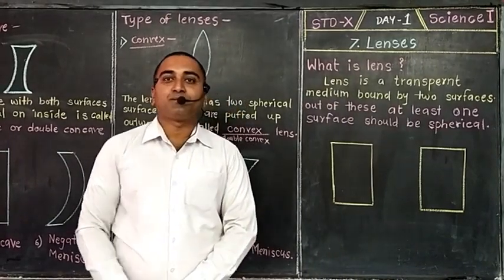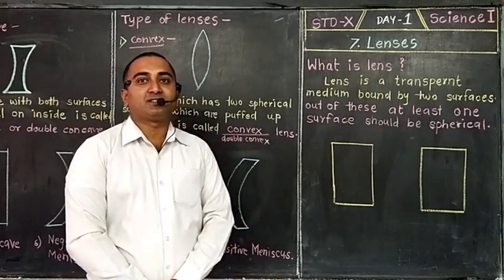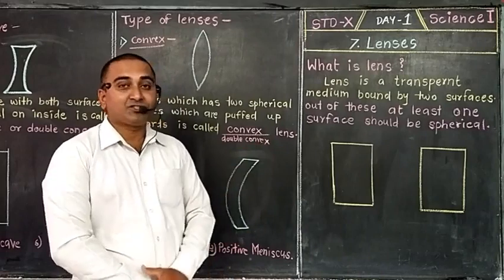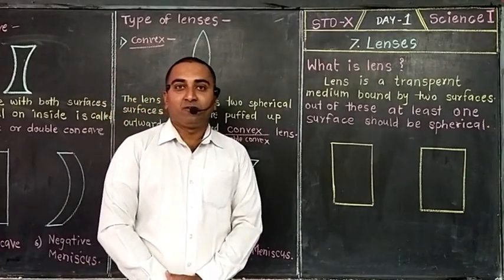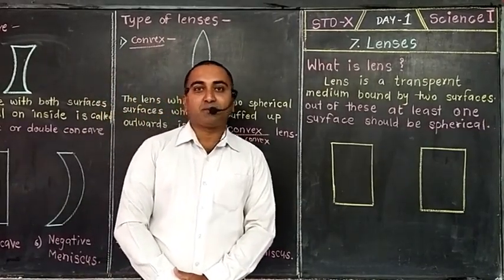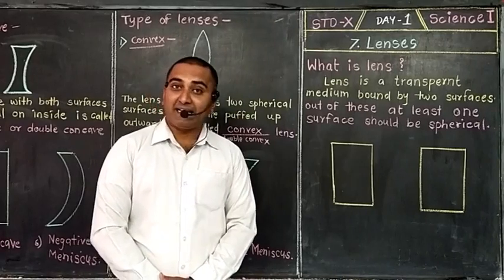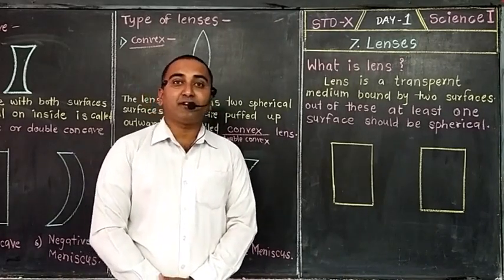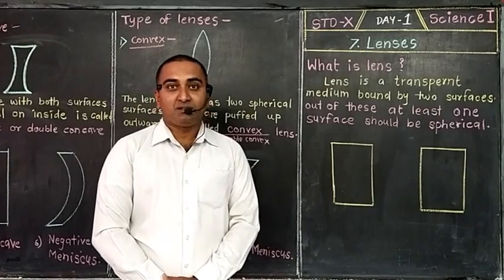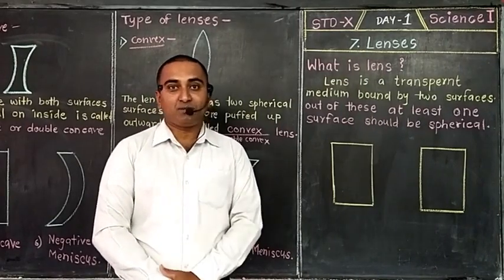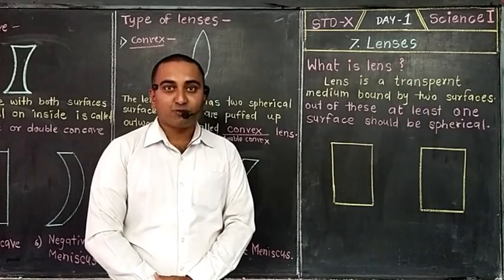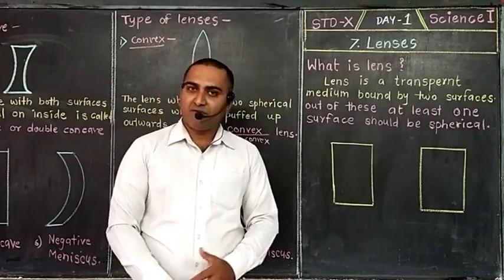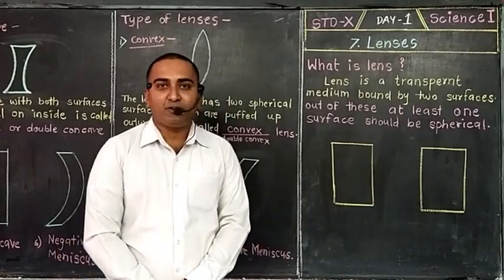Hello students, today we are going to discuss the 7th lesson, lenses, from the science section. We are using lenses for many purposes: spectacles, cameras. Again, in the front door of your house there is a lens embedded, which we use to view the person who is behind the door. Many fields are there where we are using lenses.